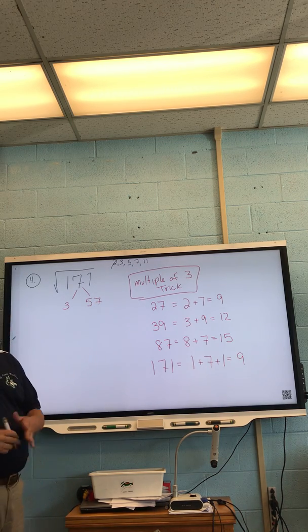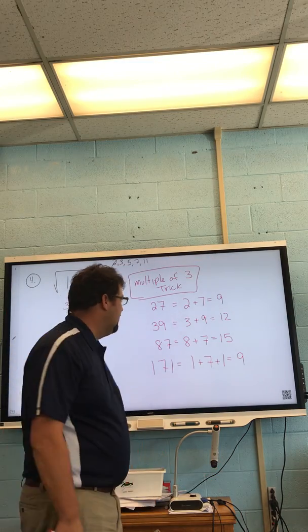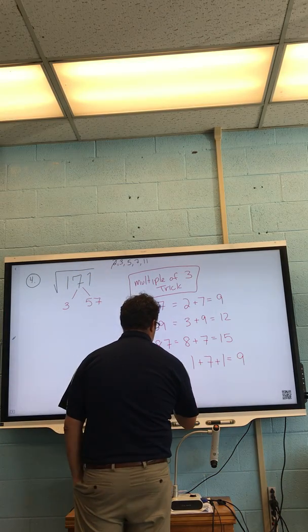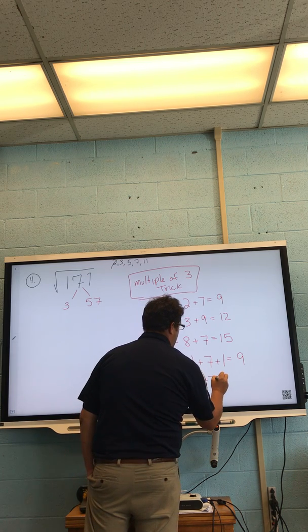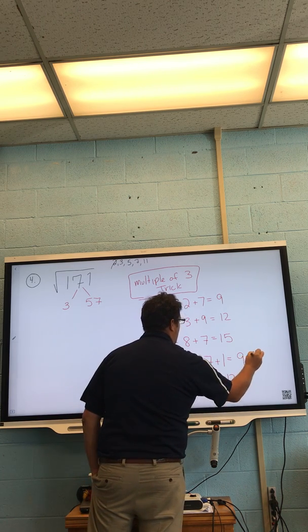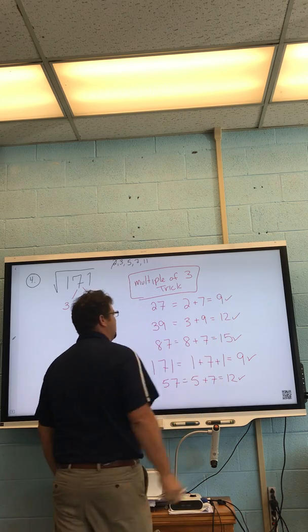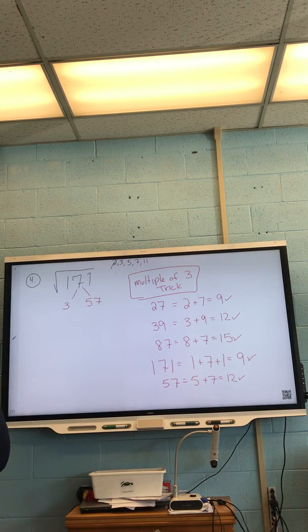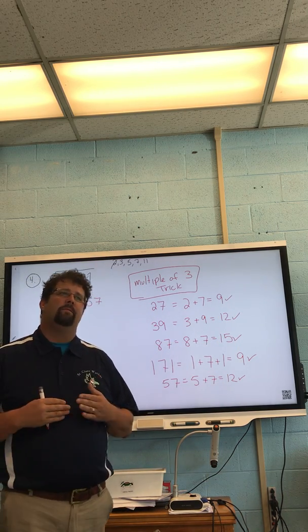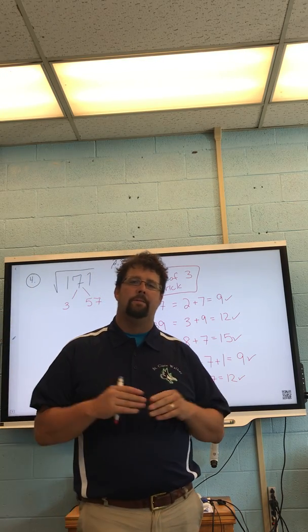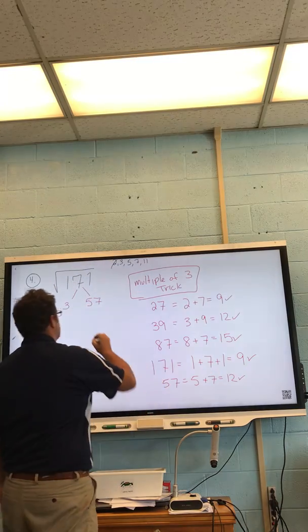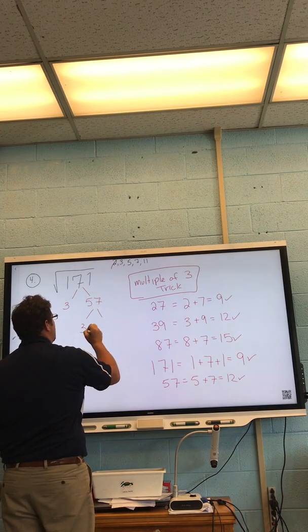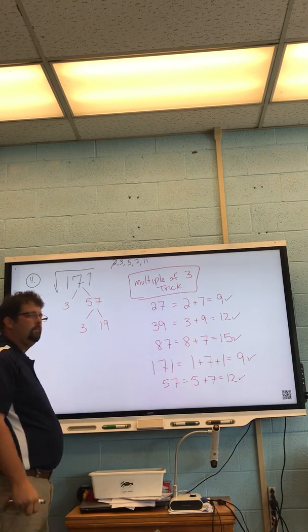Now, 57, is that a multiple of 3? Let's look. 5 and 7. 5 plus 7 equals 12. All of these have checked out to be multiples of 3. Now, the nice thing about 57 is it's 1 away from 3 times 20. Because 3 times 20 is 60. So I know this one has to be 3 times 19.